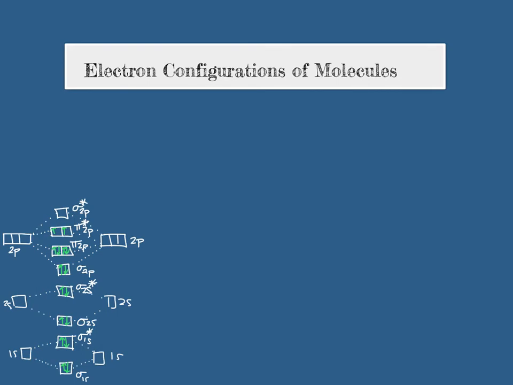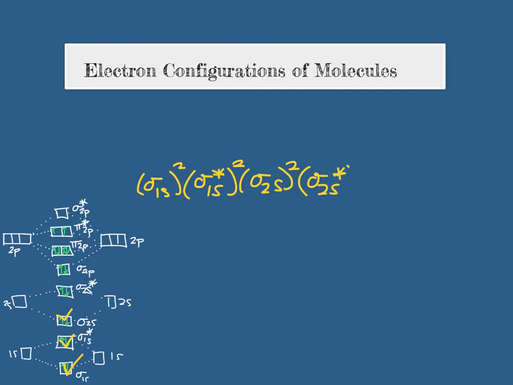We'll start off by writing down the sigma 1s orbitals, 2 electrons in there, check. The sigma 1s antibonding orbital, 2 electrons in there, check. Sigma 2s orbital, 2 electrons in there, check. Sigma 2s antibonding orbital, 2 electrons in there, check.